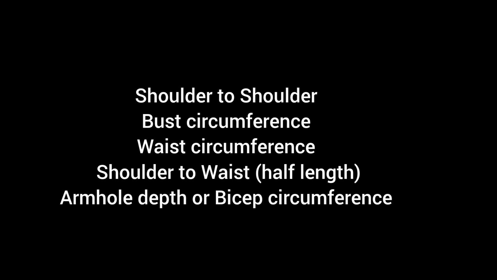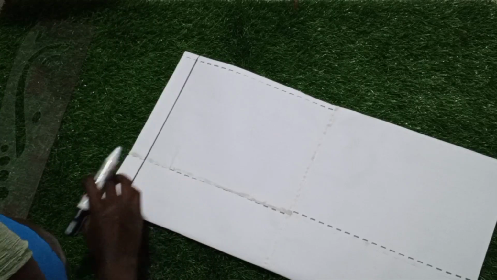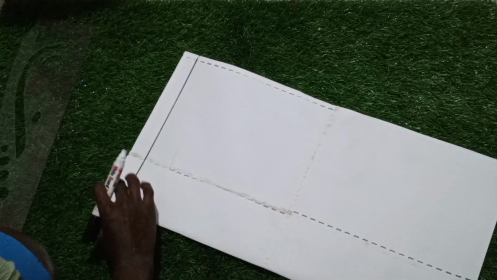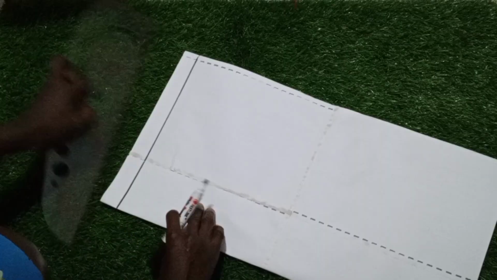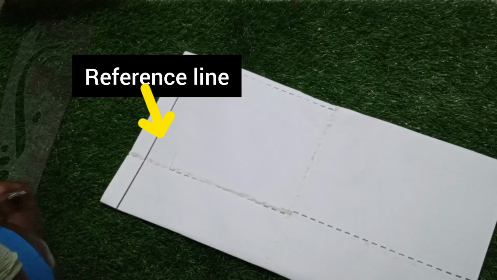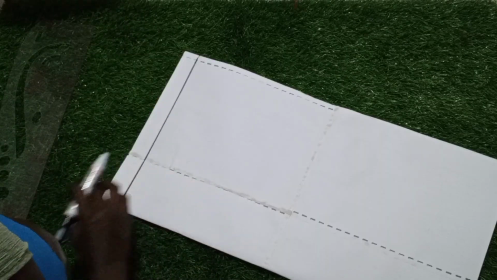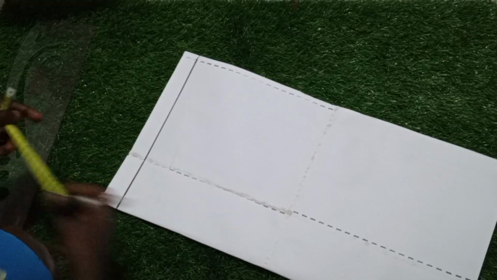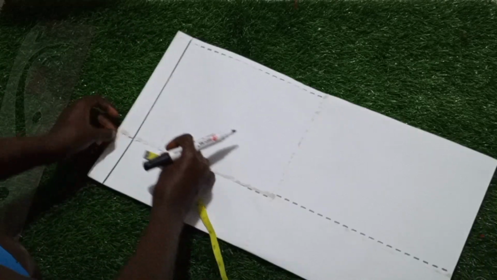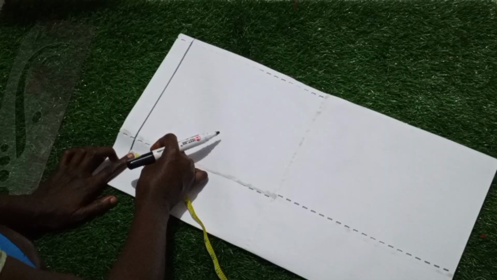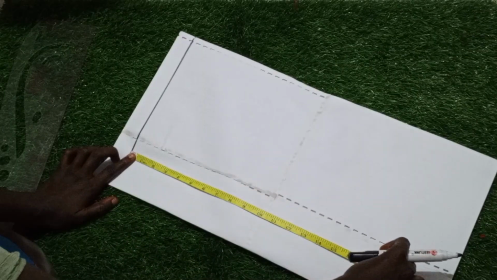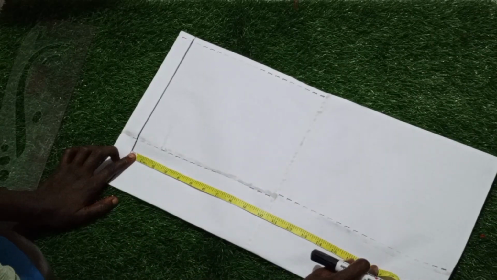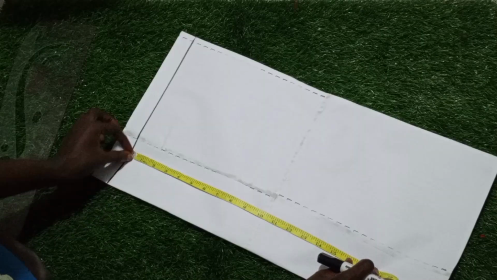All right, let's start. The first thing I need to draw is a reference line. A reference line. This line is where I am starting from. That is why it is a reference line. From the reference line, I will measure my shoulder to waist measurement. I will put it. That is my half length. That is from the shoulder to my waist.